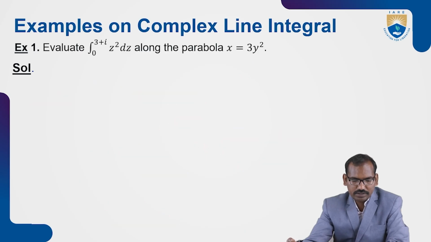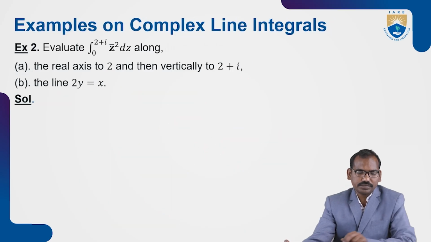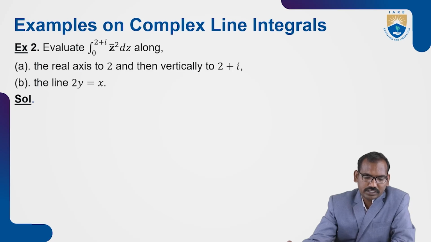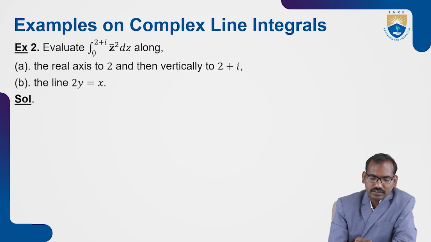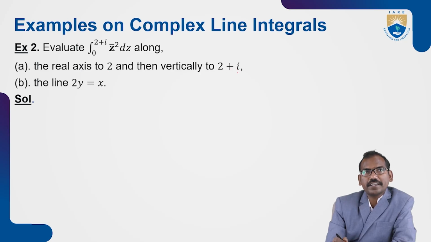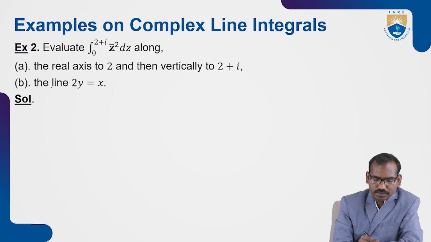Next, we will do another problem. Evaluate the integration of z bar, z conjugate square dz. Here we have to perform integration from z equal to 0 to z equals 2 plus i. So there are two cases here. Along the real axis to 2 and then vertically to 2 plus i. So I will do the first case here.